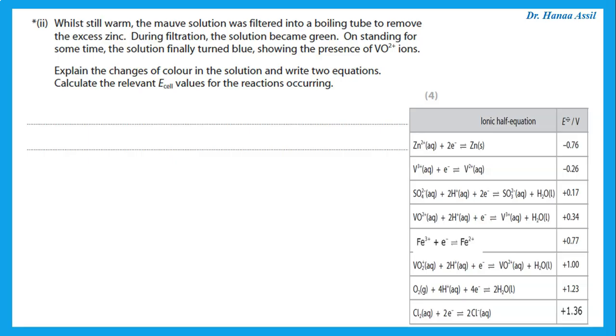So we're saying that we ended up with V2+. Now, during filtration, it is changing. So that means the V2+ must be oxidized. It cannot be further reduced, so it's obviously being oxidized. Now, it's being oxidized by what? Well, we have oxygen in the air. As I'm filtering it, the solution is hot, while still warm, so there will be a reaction between the V2+ and oxygen. So it will be oxidized. And that is why the solution becomes green, and then on standing it becomes blue, showing the presence of VO2+. Explain the changes of color.